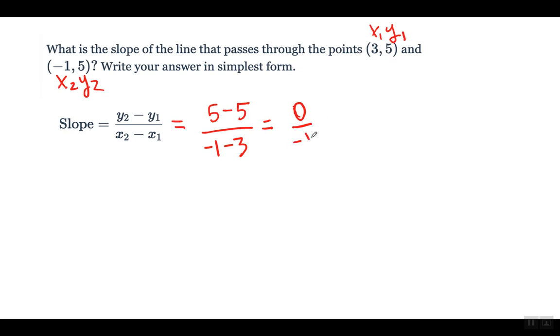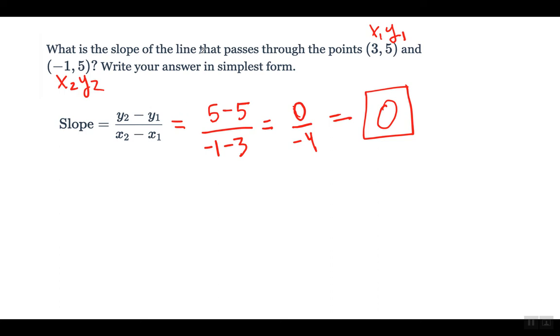Anyways, the reason I say it's too easy is because of this. Any number divided into 0, the answer is always going to be 0. Let me say that better. 0 divided by any number equals 0. Because this number does not fit into 0.